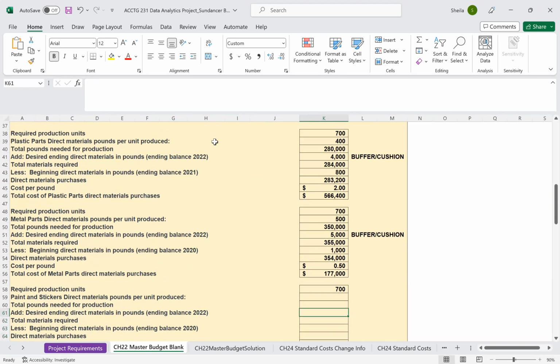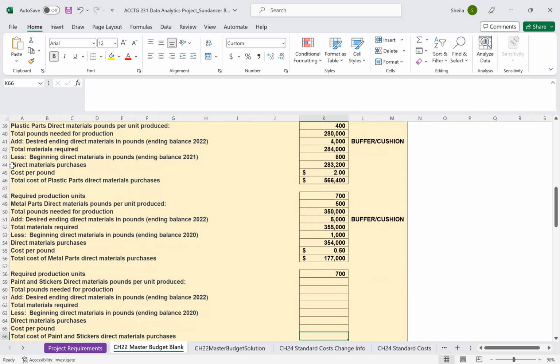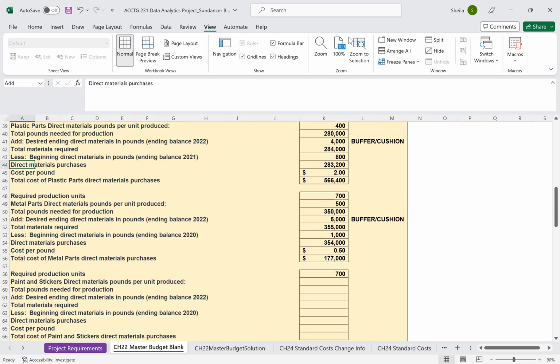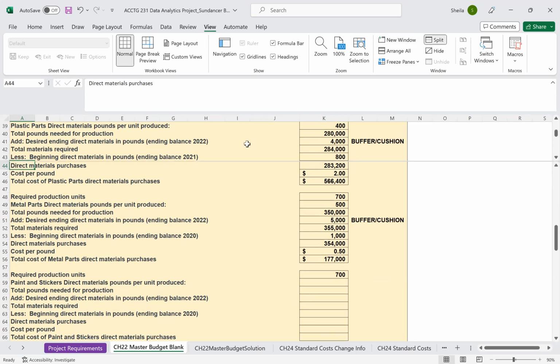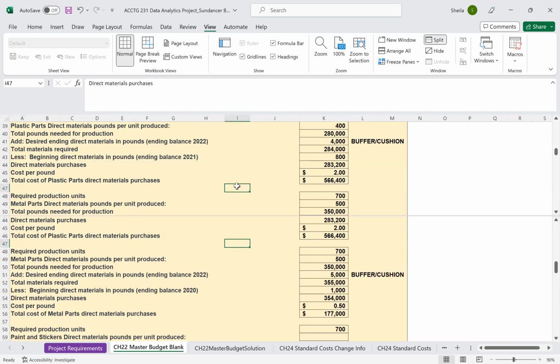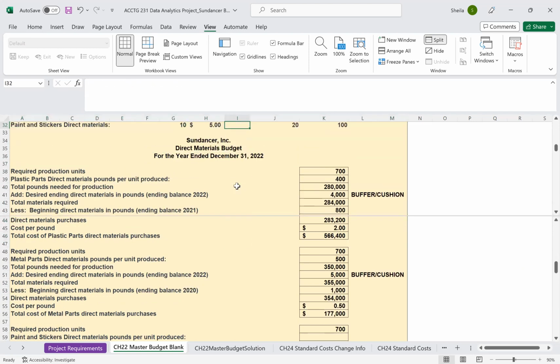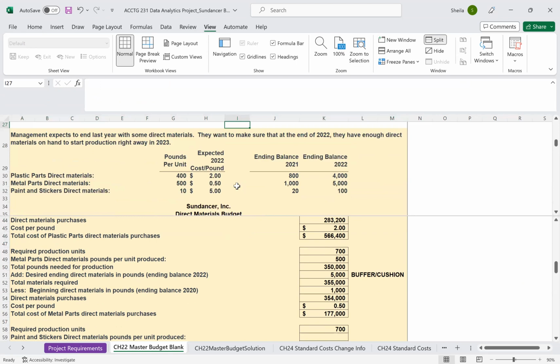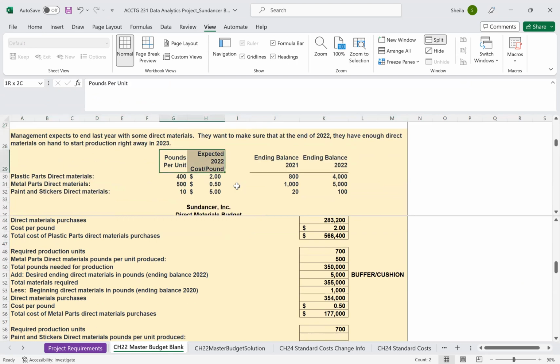Now I'm running out of space down here. I can't see the top anymore. So I'm actually just going to highlight this row here and I'm going to do view, and I'm going to split my screen. Okay, what that's going to allow me to do is I can even move this now. I'm going to scroll back up here so I can make this a little bit easier on myself. I want this information here for my paint and stickers.